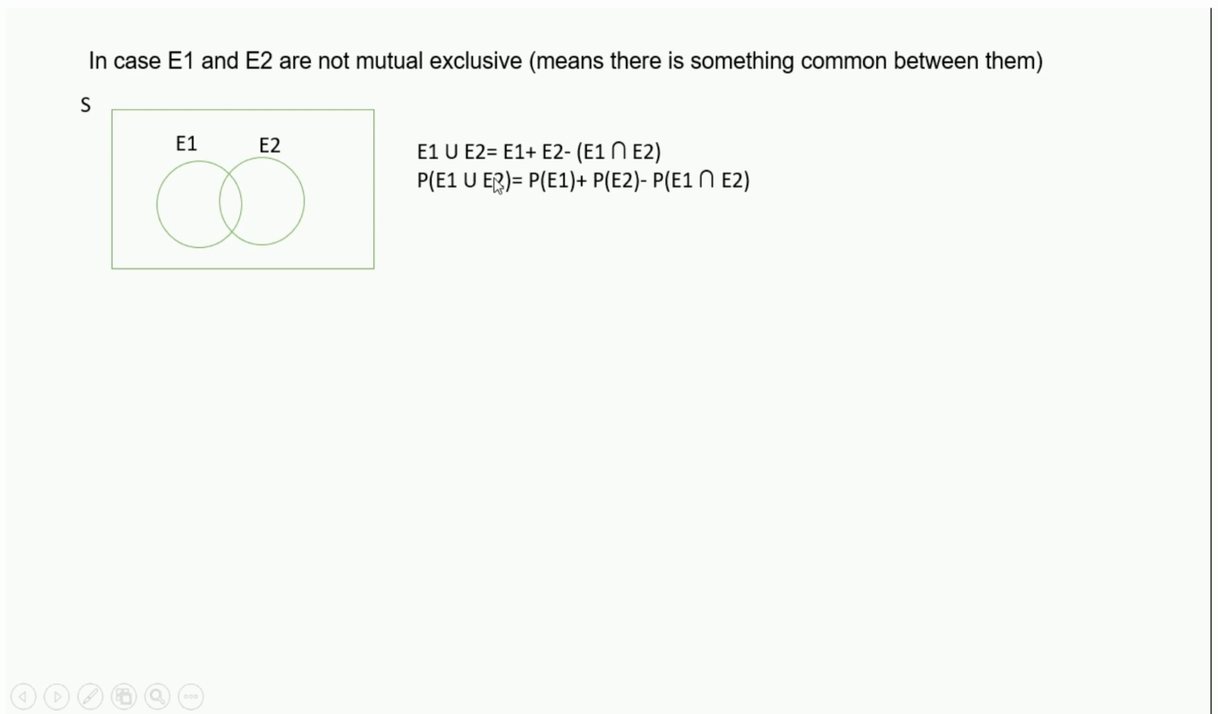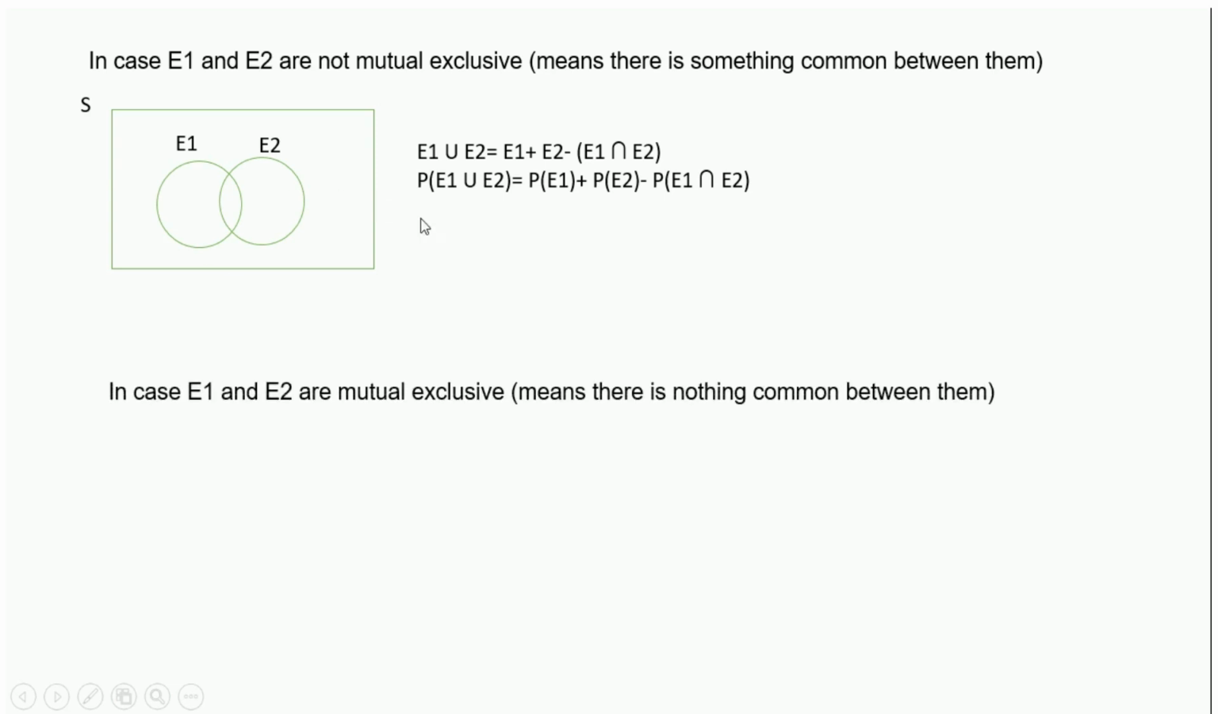You don't need to learn this formula by heart, you can simply understand it with the help of this Venn diagram. And in case two events E1 and E2 are mutually exclusive, meaning there is nothing common between them, we have a sample space, and inside this sample space we have two events, E1 and E2, and there is nothing common between them. That's why they are mutually exclusive.